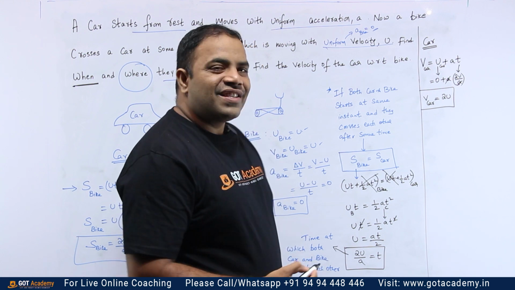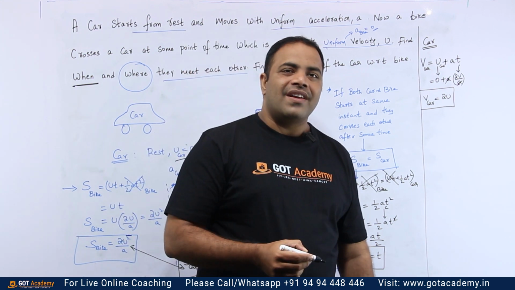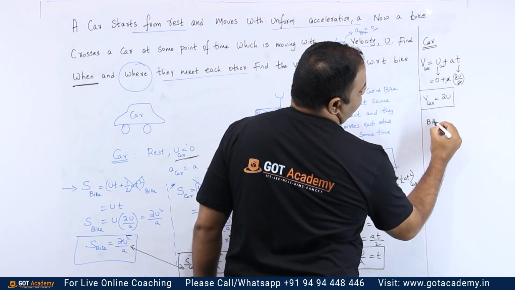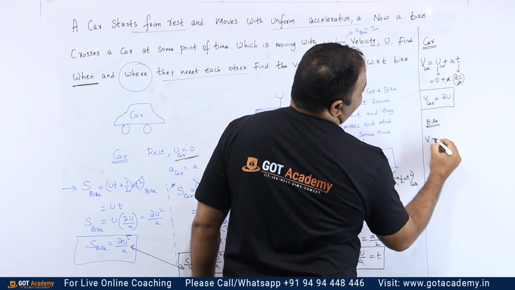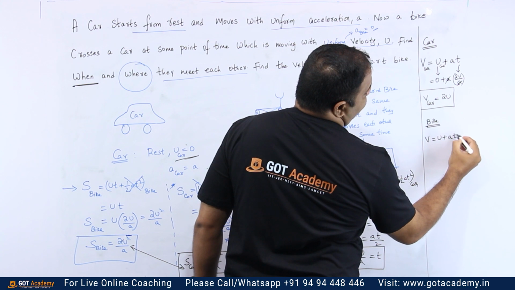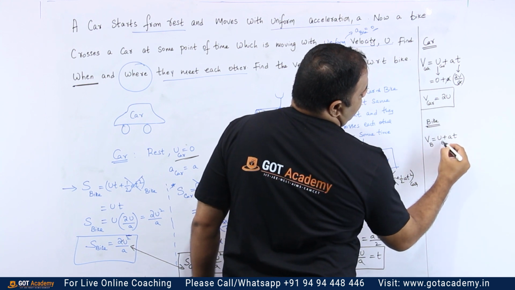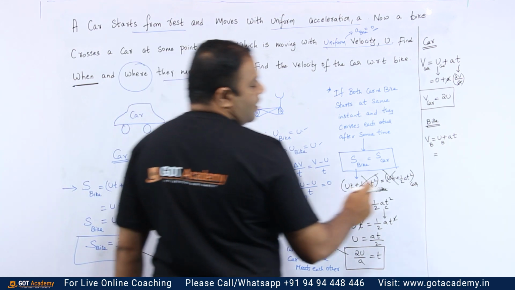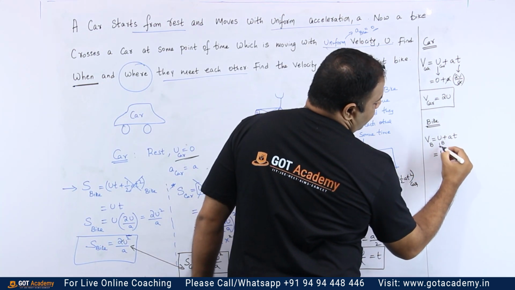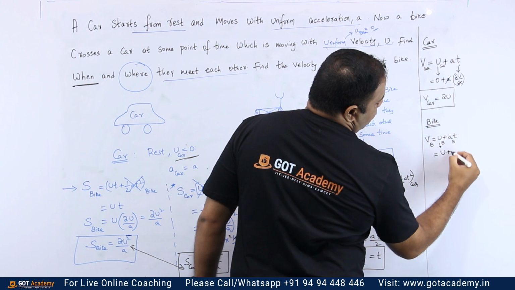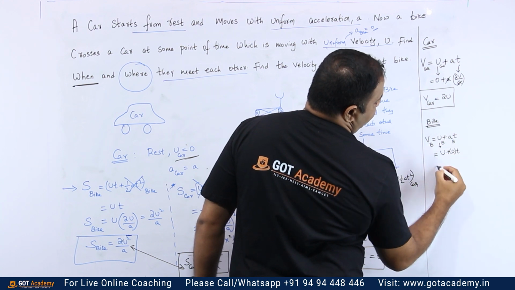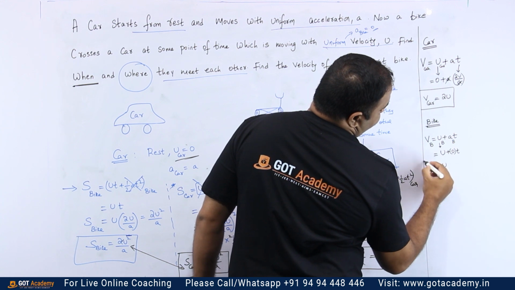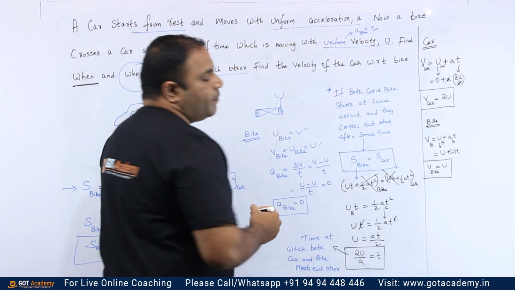Then, what is the velocity of the bike again after the same time, after t seconds? That's what is the question. Coming to the bike. Again, V is equal to u plus at. It was clearly given that the initial velocity of the bike is u and the acceleration of the bike is 0. So, u plus 0 into t. So, the velocity of the bike is u.